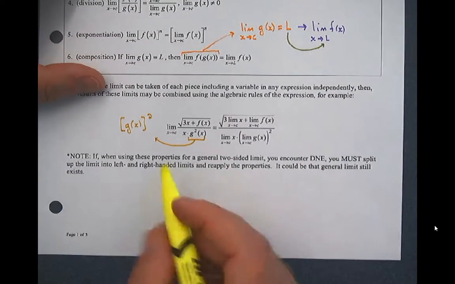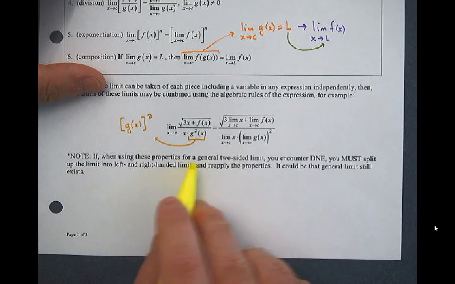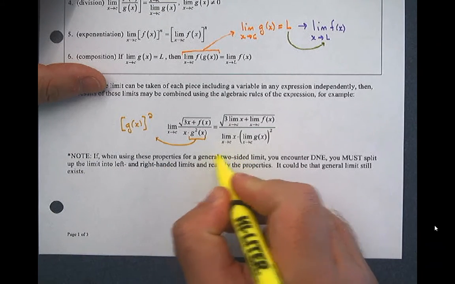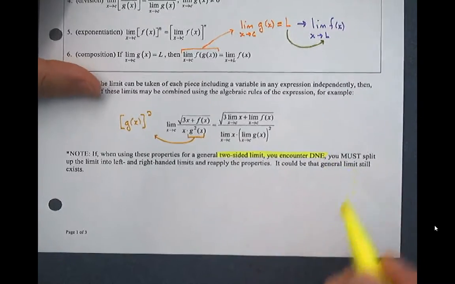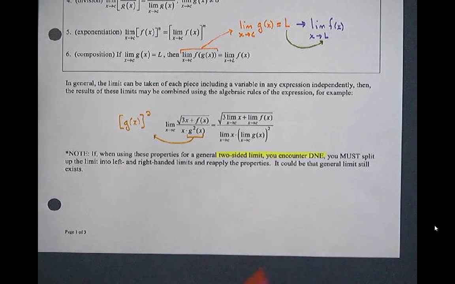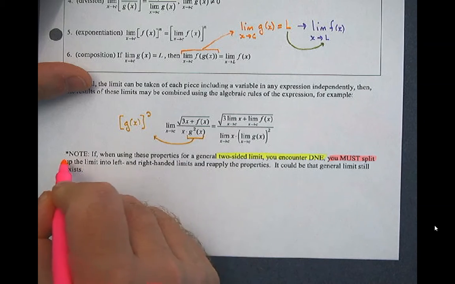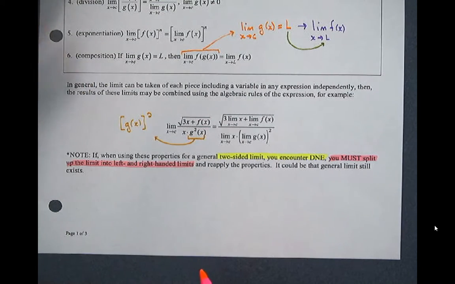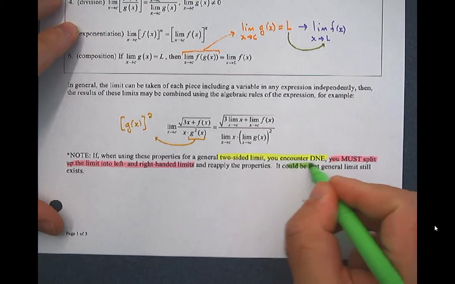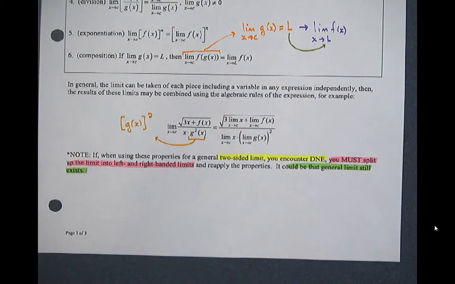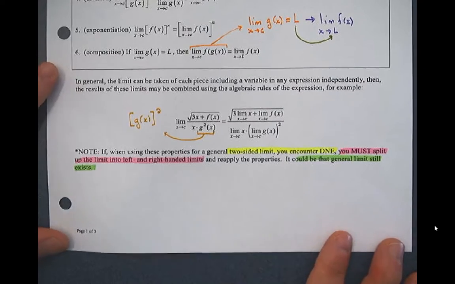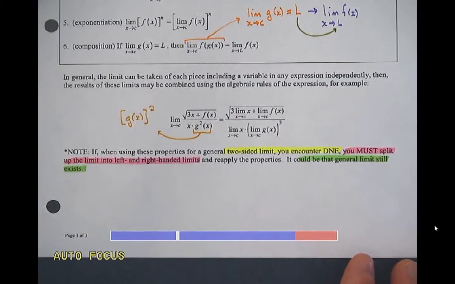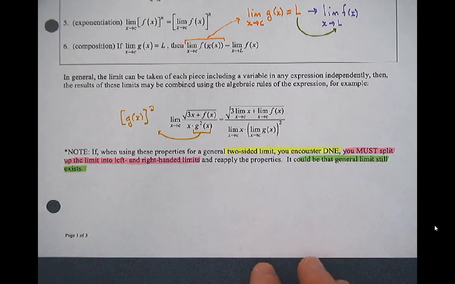There is a little bit of sneakiness when you're using these properties for a general two-sided limit, and you encounter DNE, you must split up into left and right hand limits. So it could be that the general limit still applies. This is one, I think it shows up once in the homework and maybe once in the notes. It's one of those things that I think Corpy put in there to make sure he covers every detail that might show up on the AP test. This is not one that I remember seeing a lot of.